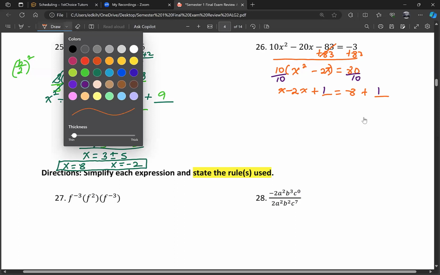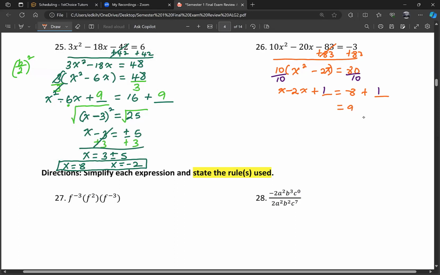The right side is the easier one. So 8 plus 1 is 9. The left side always factors neatly. We have a minus in between them. I forgot the x squared. What am I doing? I forgot the x squared there. I'm so sorry, folks. Catch up with me on this.